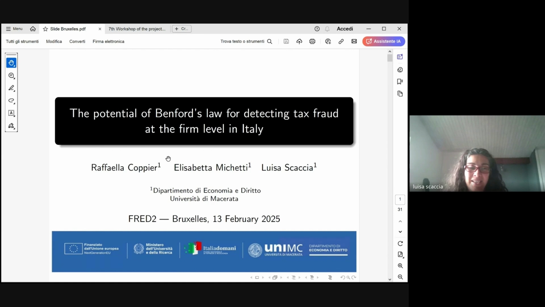This work that I'm presenting here is joint work with two colleagues of mine, Raffaella Coppier and Elisabetta Michetti, both from the University of Macerata. It is part of an Italian PRIN project titled Tax Evasion and Corruption, Theoretical Models and Empirical Studies. So it deals mainly with tax fraud, but Benford law is a powerful instrument that can be used more generally to cope also with different kinds of frauds.